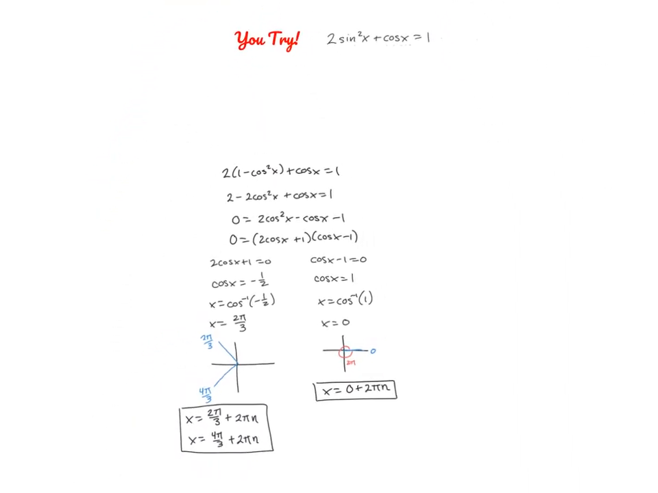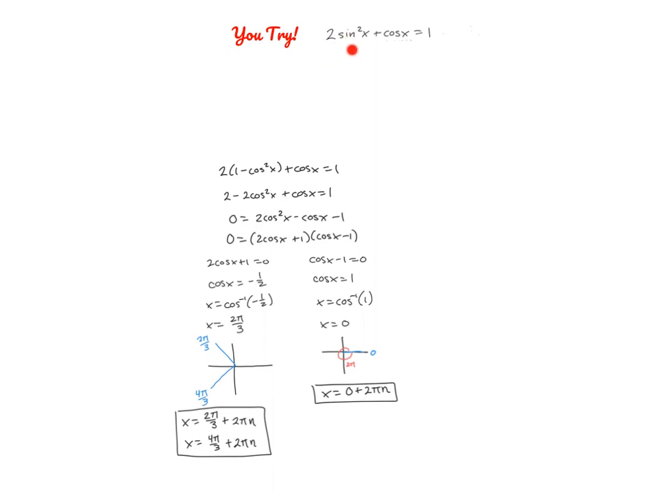Okay, so here you can see that we can use our Pythagorean identity to rewrite sine squared as 1 minus cosine squared. This allows us to turn this into an equation that can actually be factored. So here are the factors, and we end up with this.